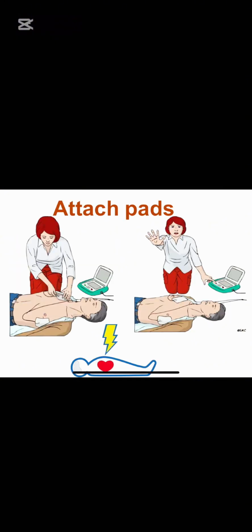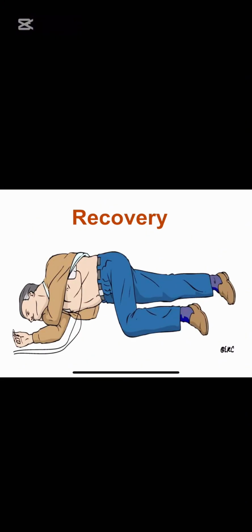The first point always in an AED is to power on the AED. Then you attach the pads as shown in the picture below. Now you check for rhythm. If it's a shockable rhythm, you deliver the shock. If it's not a shockable rhythm, you continue your CPR. After which, when your patient returns to spontaneous circulation, place your patient in the recovery position.